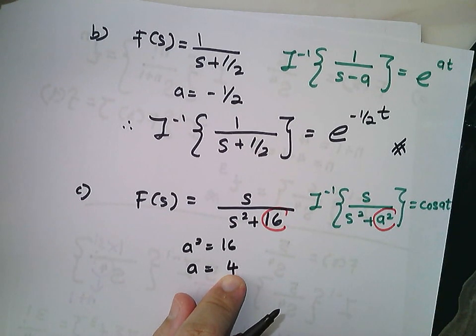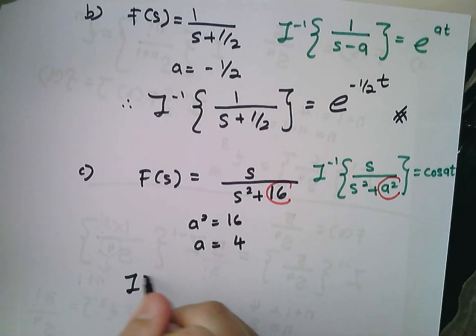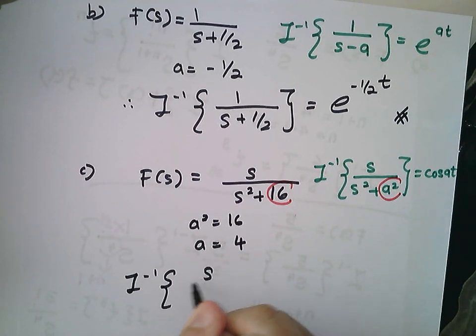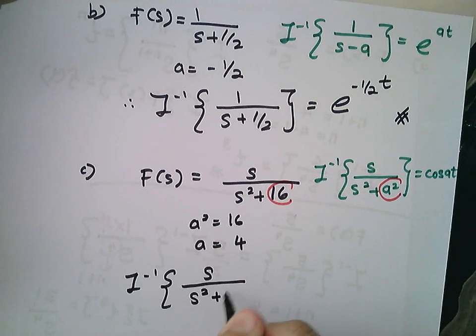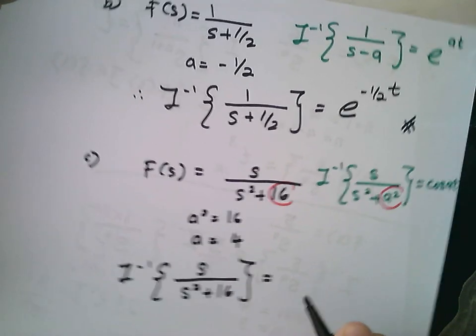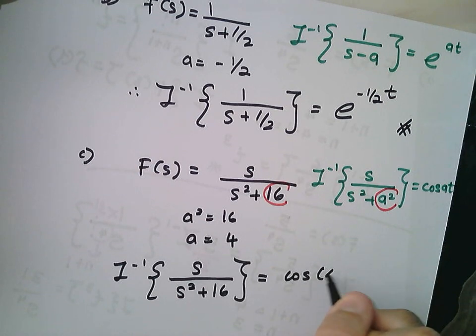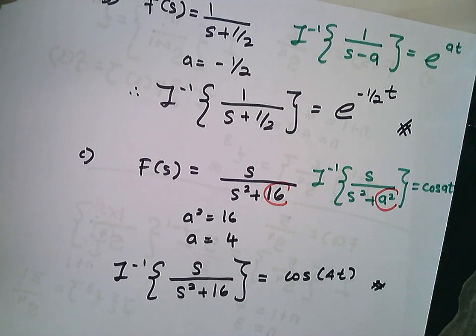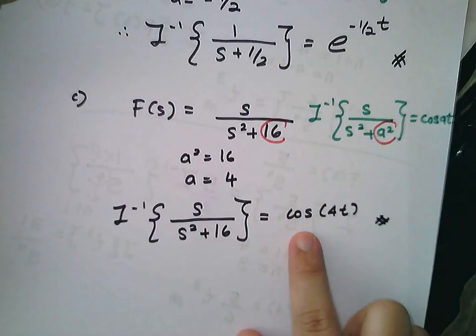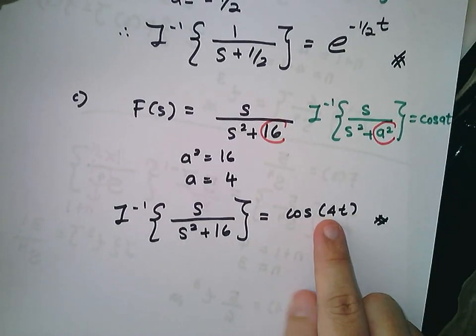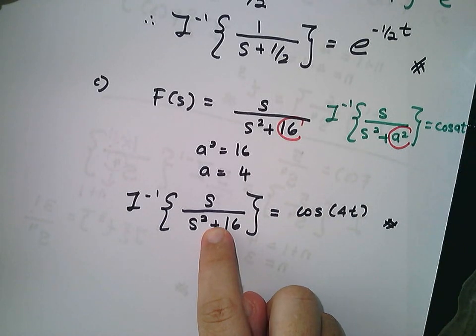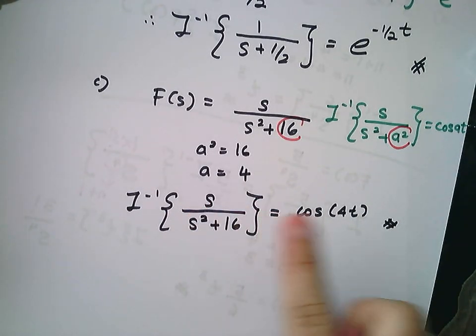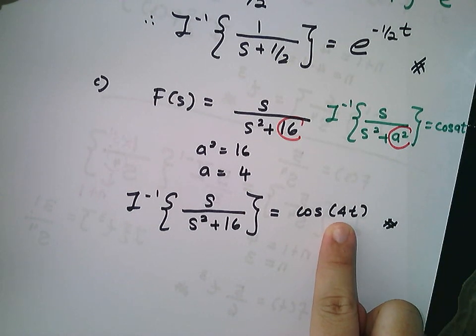So therefore you will have the Laplace inverse of s over s squared plus 16 is equal to cos 4t. Okay, remember in our first video of the Laplace transform, we learned how to get the Laplace of cos 4t, which is equal to this one. So now, a reverse process from this one, we will get cos 4t.